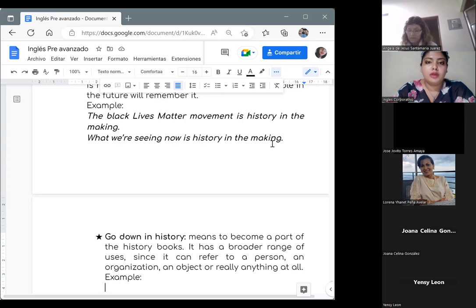So in this case, we can see that we are talking about a thing, a person, and a special date. So in that case, we can refer to anything that is making something remarkable. And in this case, I'm going to divide the three examples.